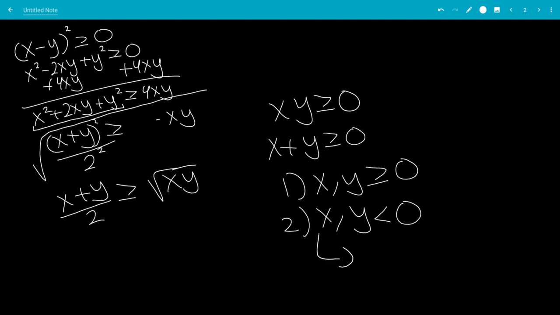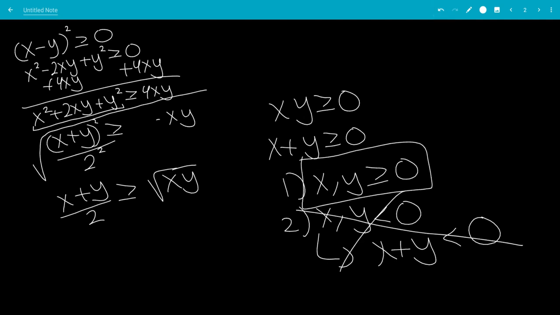So let's show why the second case doesn't work. That would mean that x plus y, well, that's two numbers that are negative, so this is also negative, which means this second condition is not true. So that cancels out, which means our only case is that x and y are bigger than or equal to 0.